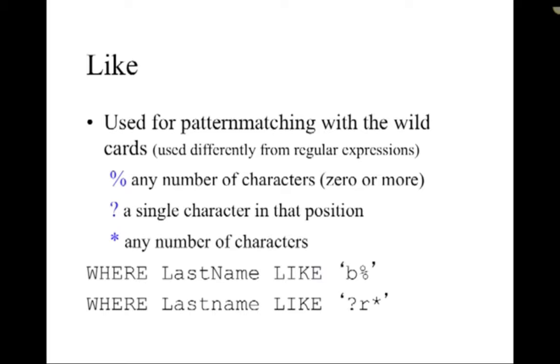So for example, if we say where last name like B%, then it's going to start with a B, and then it can have 0 or more characters that follow. So it could be a B by itself, or it could be B with hundreds of letters that follow. The last example, where last name like question mark R asterisk: the question mark means that there's a single character before the R, and then the asterisk means that there's any number of characters that come after R.